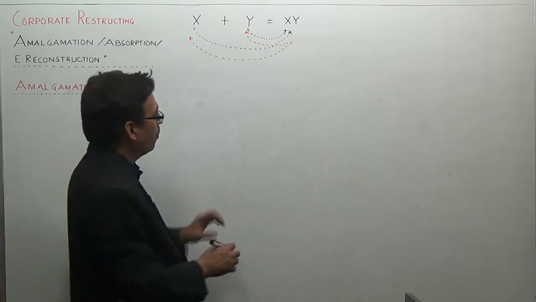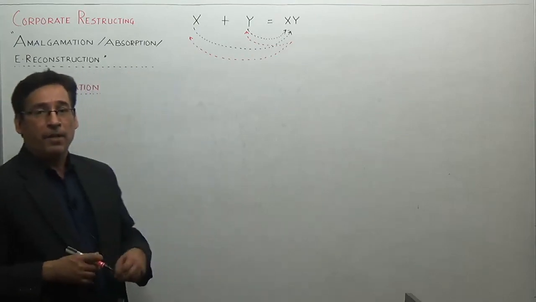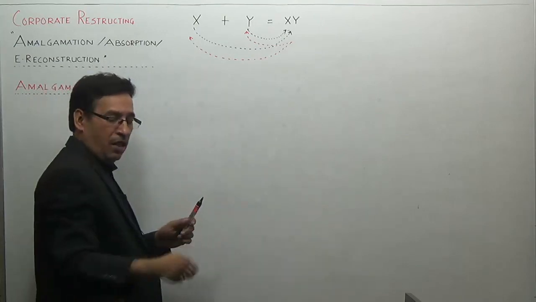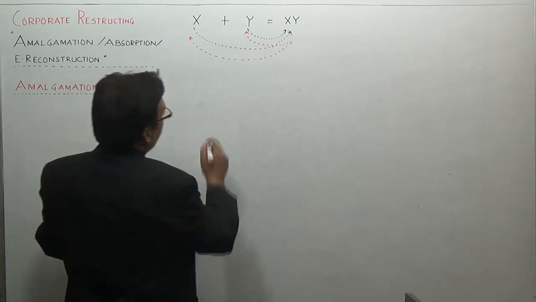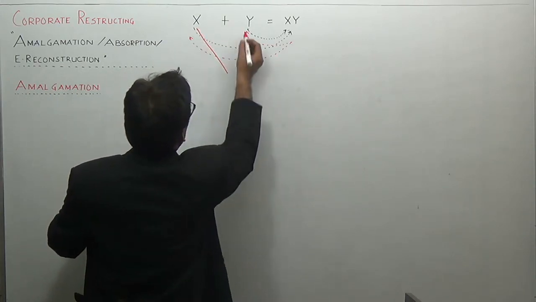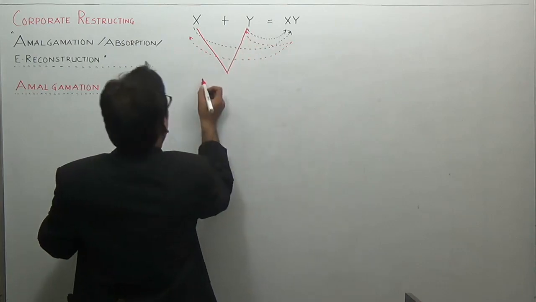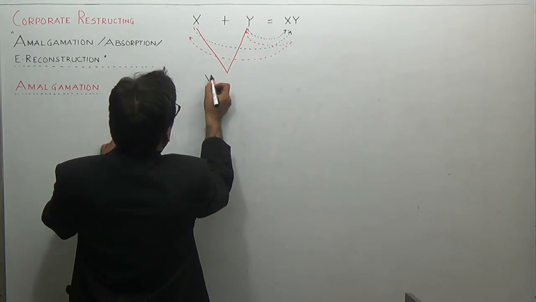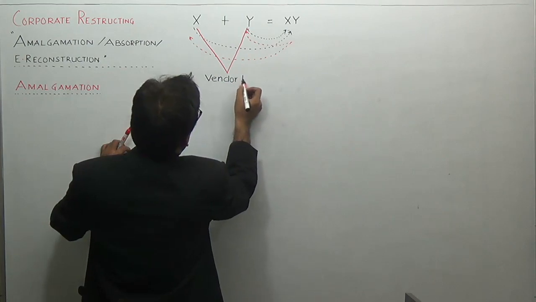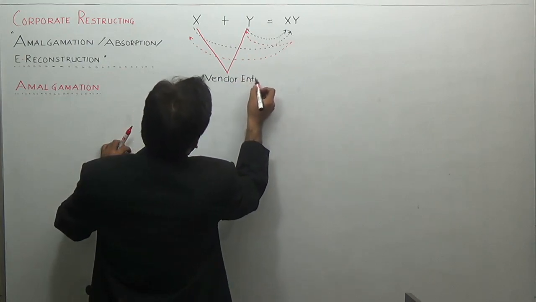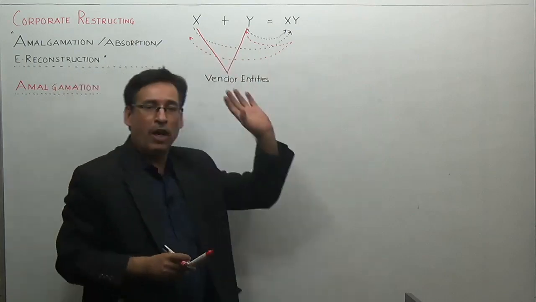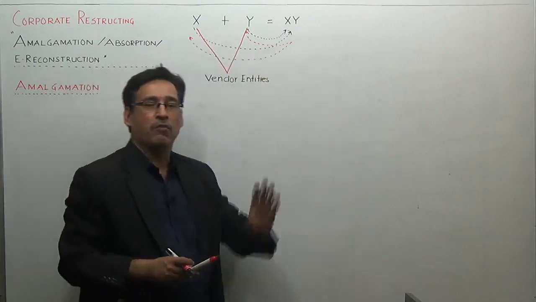Correct? Number one. Number two, as you are well aware, in accounts, especially in commerce, the seller entity is known as the vendor entity. So I can say in this case that X Limited and Y Limited are vendor entities. Why are these vendor entities? It should be familiar to you now. Correct? Because both these entities are selling their business off to XY Limited. We have interpreted it this way, that both these companies are selling their business to XY Limited.